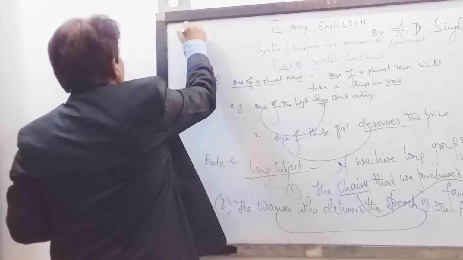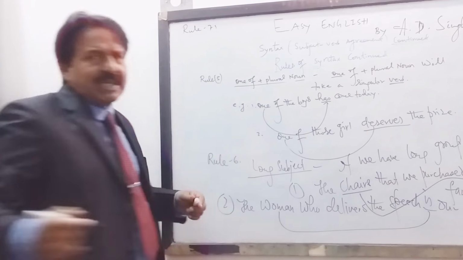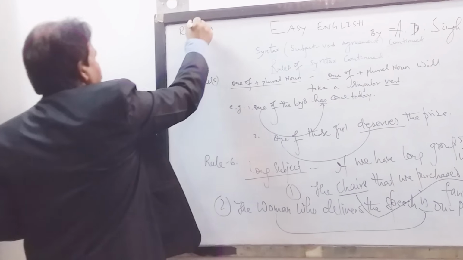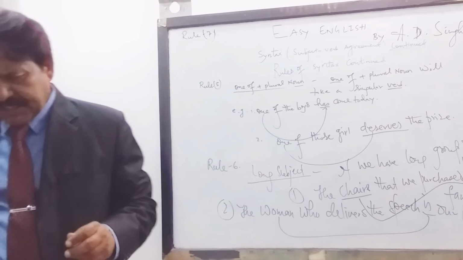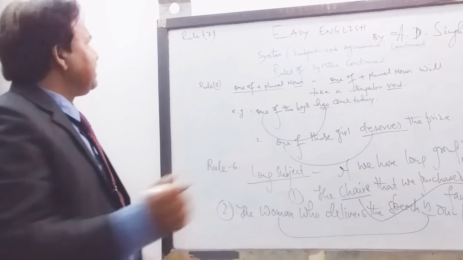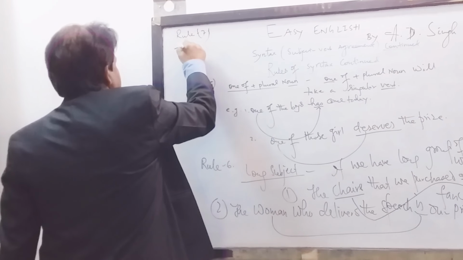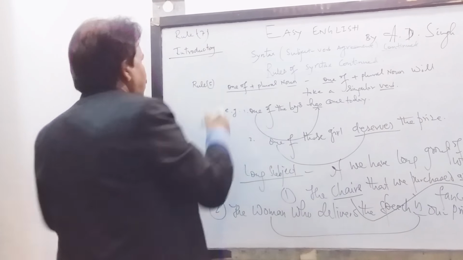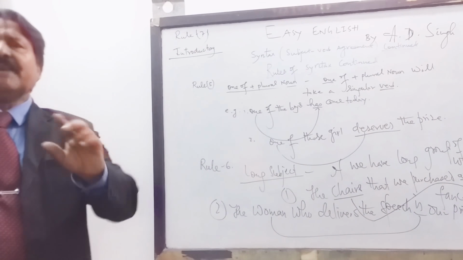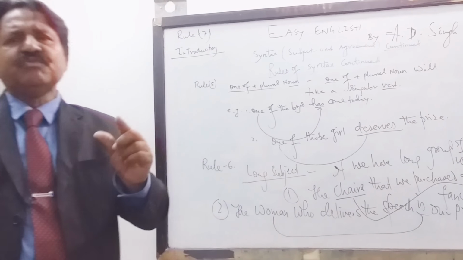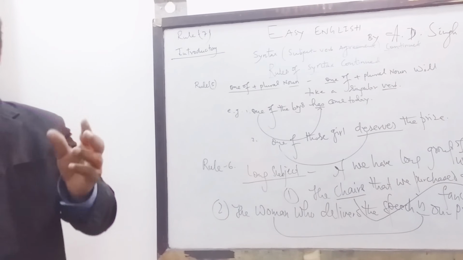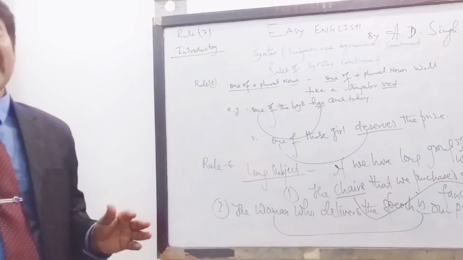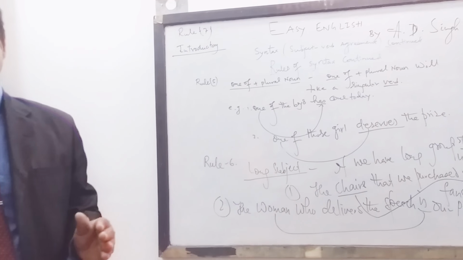Now, rule number 7. Let us come to rule number 7. What is rule number 7? Well, you see, just think of that introductory there. Sometimes what happens is that we start with the introductory subject there. Whenever we start a sentence with an introductory subject there, then the verb will agree with the noun that comes after there.